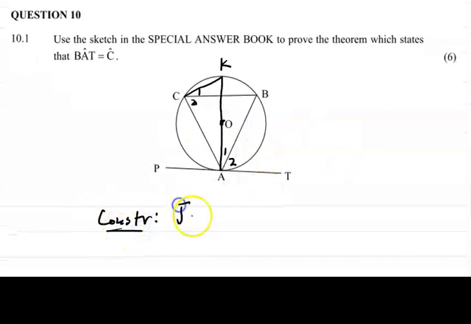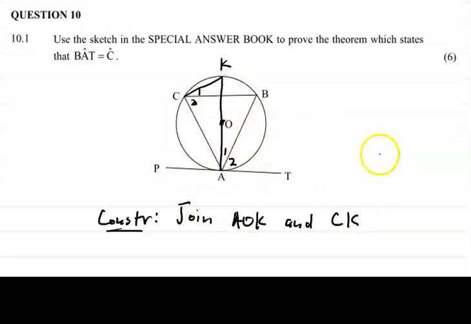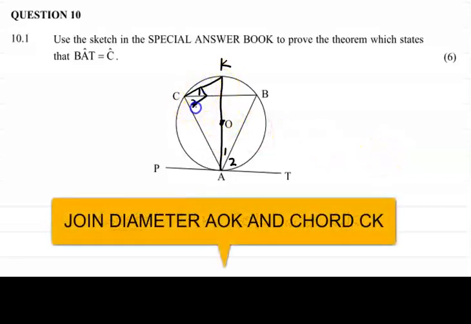Construction: join AOK and CK. Alright, we can also say join diameter AOK. But as you can see, it goes through the center O, therefore AK is a diameter. Now why do we do that construction? The reason we do that construction is because we want angle in semicircle. So we want that angle there to be 90 degrees.